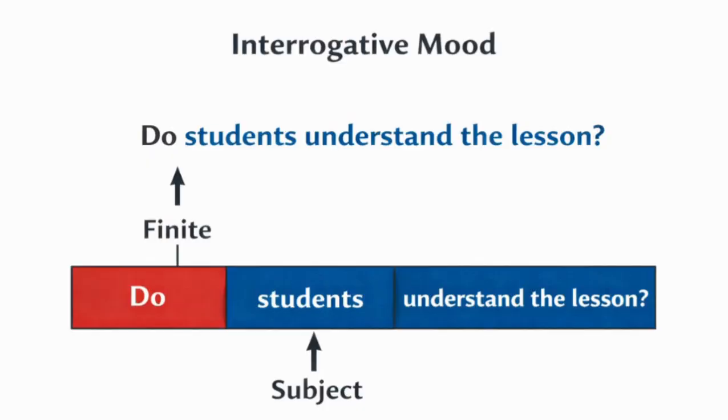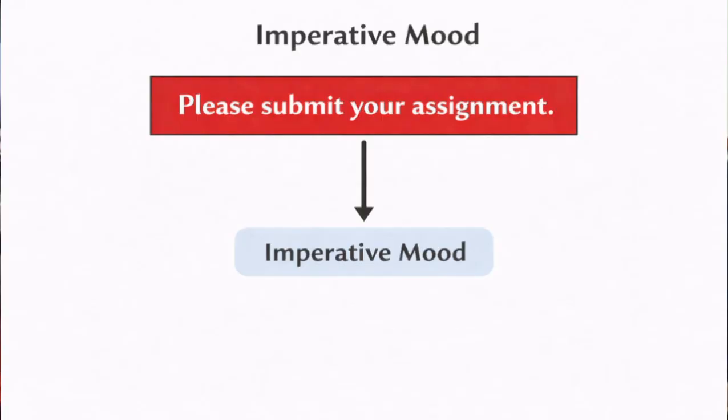The second is the interrogative mood. Interrogative mood is used to ask questions, for example: do students understand the lesson? Here the finite comes before the subject. And the last one is the imperative mood. Imperative mood is used to give commands or instructions. In an imperative clause, the subject is often omitted but still understood. The mood system shows us how language is used to negotiate meaning, express authority or politeness, or even manage social relationships.